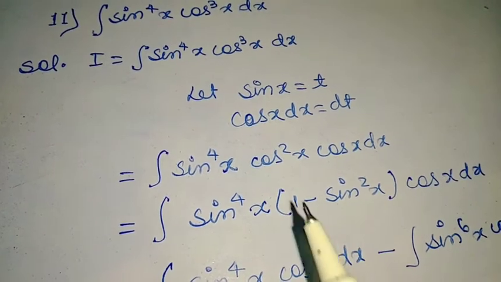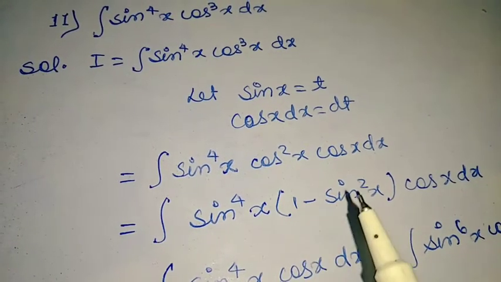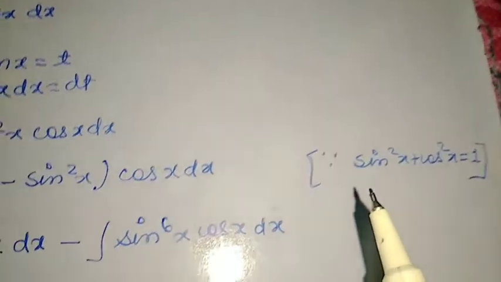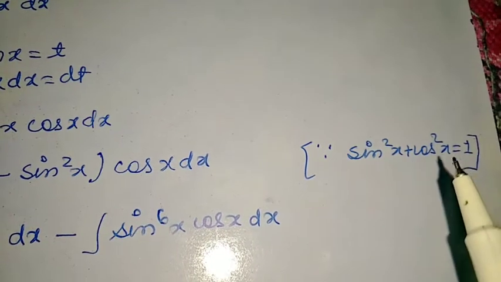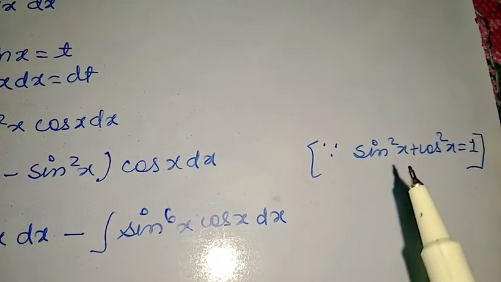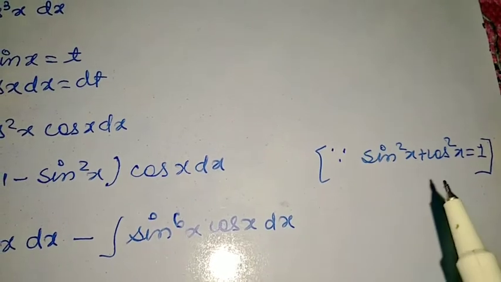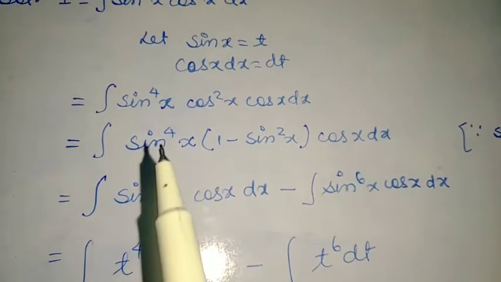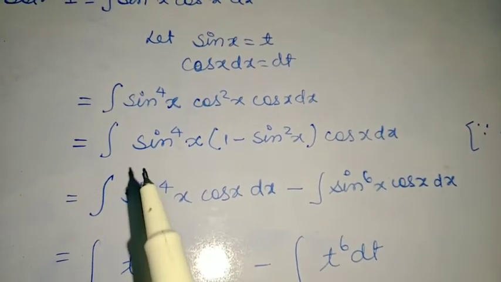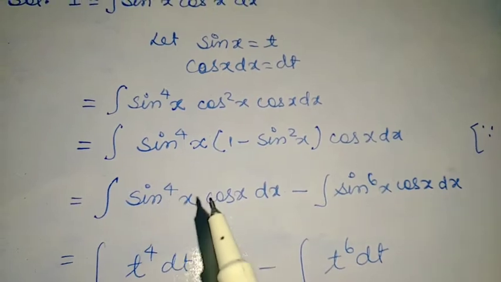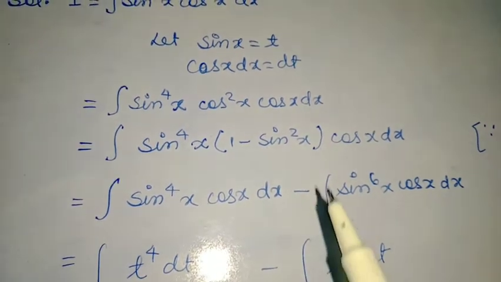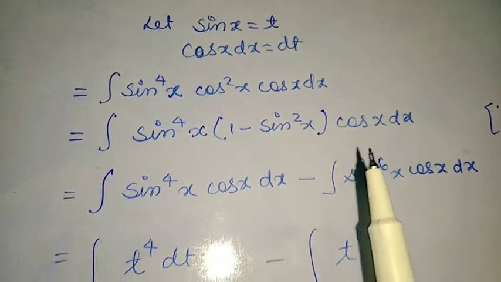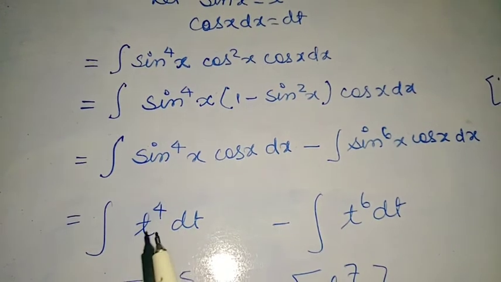So here we have written 1 minus sine square x in the place of cos square x, because we know the formula sine square x plus cos square x is equal to 1. So from here we can write cos square x is equal to 1 minus sine square x. By multiplying all this we get integration of sine to the power 4 x cos x dx minus integration of sine to the power 6 x cos x dx. So now we can substitute t in the place of sine x.